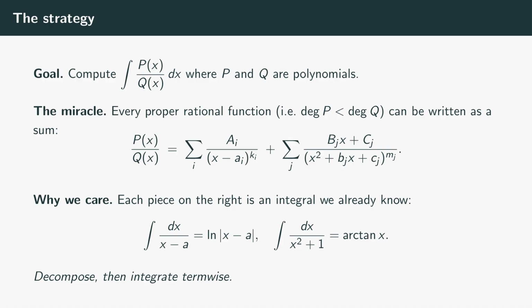The point of the decomposition is that each of those fragments has a known antiderivative. The first type integrates to a logarithm if k equals 1, or a power if k is greater than 1. The second type splits into a logarithm plus an arctangent. Every piece is something you've already seen, so the whole game is find the decomposition, then integrate term by term. The integration is mechanical. The decomposition is where the work is.